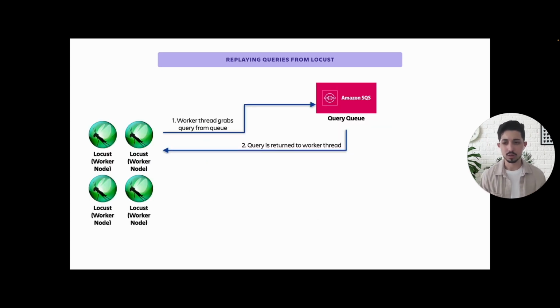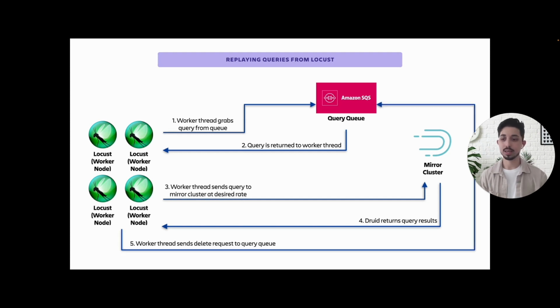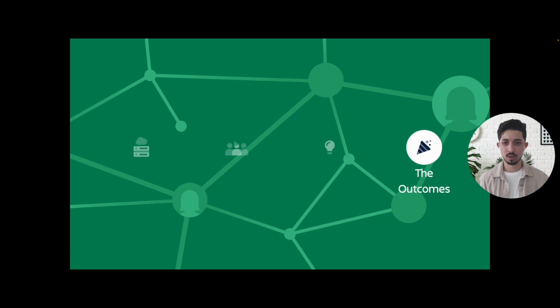Now, replaying those queries. The Locust worker node will actually grab the query from the queue. The query is then returned to the worker thread. The worker thread then sends the query to the mirror cluster at the desired rate that we want. Druid will return those query results, and then the Locust worker will delete that request from the query queue to ensure that we're not always replaying the same requests, and we're always recreating the picture of what happened in production when we recorded those queries at the time.